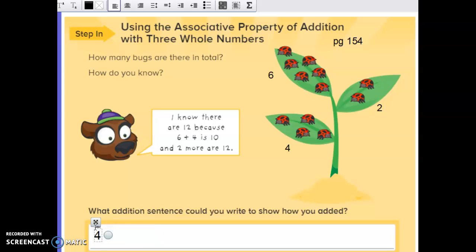So we have 4 plus 6 plus 2. Now I need to find the total. So I can start with 4. 4, count on. 5, 6, 7, 8, 9, 10, 11, 12. So after adding all of the ladybugs together, I have 12 on all 3 leaves.